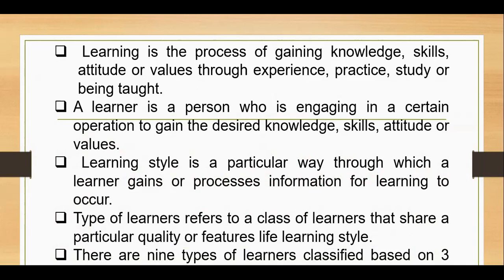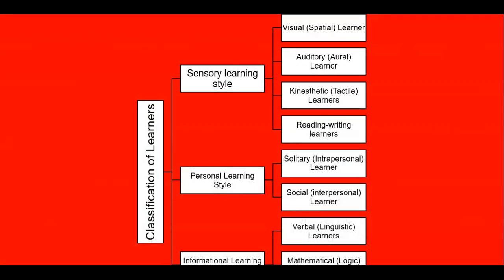Type of learners refers to a class of learners that share a particular quality or features, like learning style. Therefore, there are 9 types of learners classified based on 3 categories of learning, as we can see in the chart here.